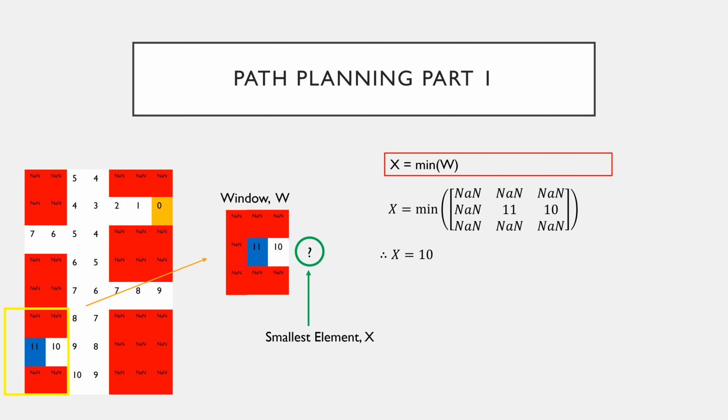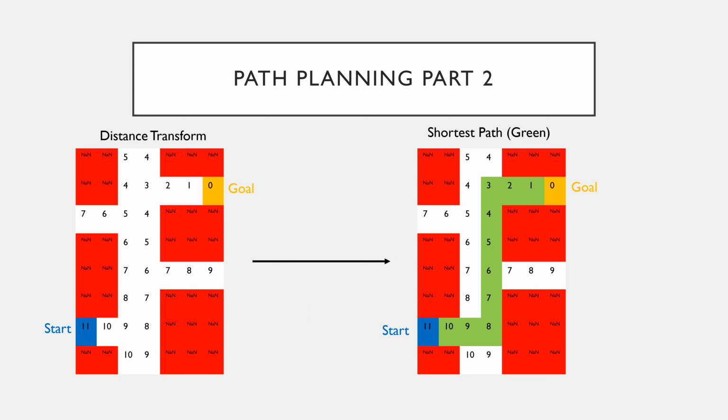Similarly to computing the distance transform, we can define a 3x3 window W to find the smallest element X. Using the outlined formula, we find the smallest element in the window. In other words, the most efficient movement towards the goal is to go to 10. This process can then be repeated by recentering the window on the smallest element. Now the shortest Manhattan path is determined as seen by the green path highlighted here.